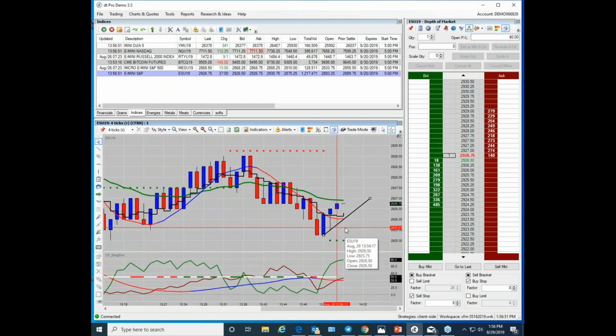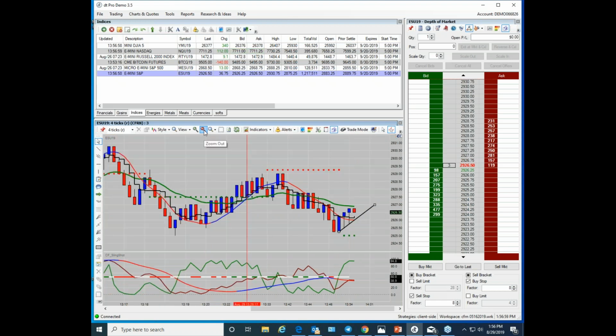All right. So of course we get a little uptrend here. So let's see. All right, so we really have to close below dynamic support before we think about getting short the ES. Okay, so that wraps it up.